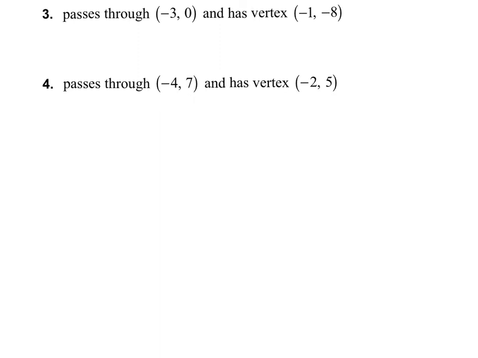Three and 4 are similar problems. It's now they've given us the information. We don't have to take it off of a graph. So the vertex is at (-1, -8) for number 3, and it passes through the point (-3, 0). So you solve it the same way. Number 4, it solves the same way because you've been given a point and the vertex.